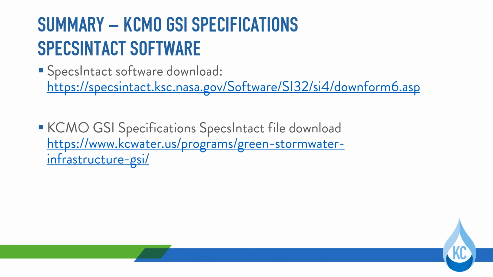And that really concludes your introduction on how to use the Kansas City, Missouri Green Stormwater Infrastructure specifications within the SPECSINTACT software. To finish up, here are the links again to download both the SPECSINTACT software as well as the editable Green Stormwater Infrastructure specification files from the city website.